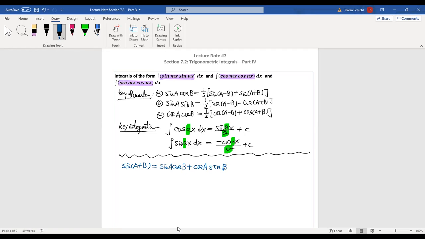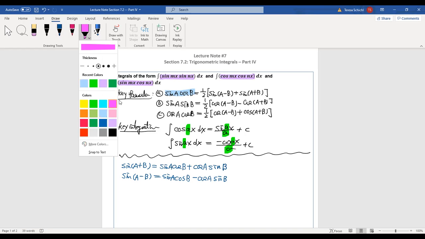Okay, now if you have sine A minus B, this will be sine A cosine B minus cosine A sine B, see here. So that's why, if you take a look at the first formula, if you are finding sine A cosine B, that's what you did here when you add the two.